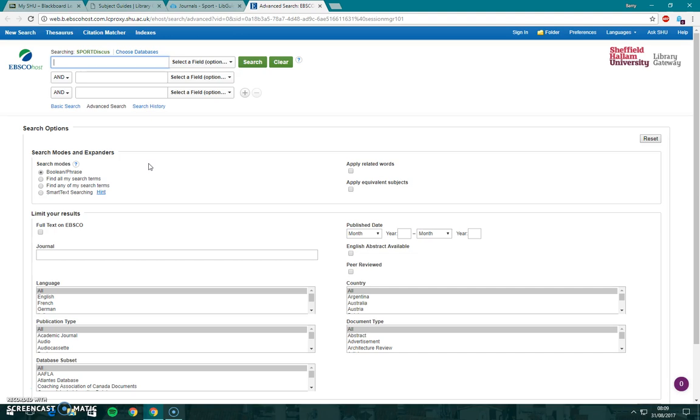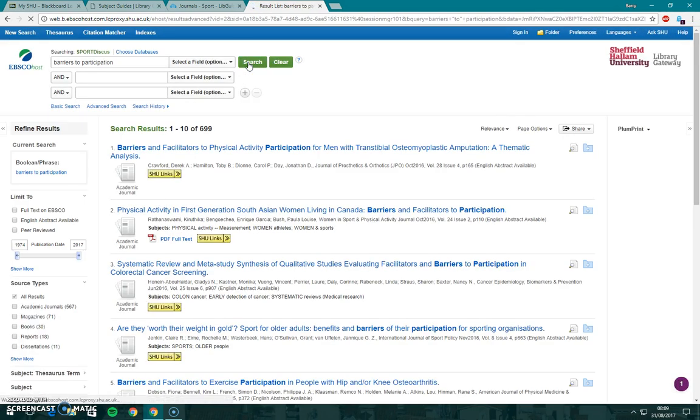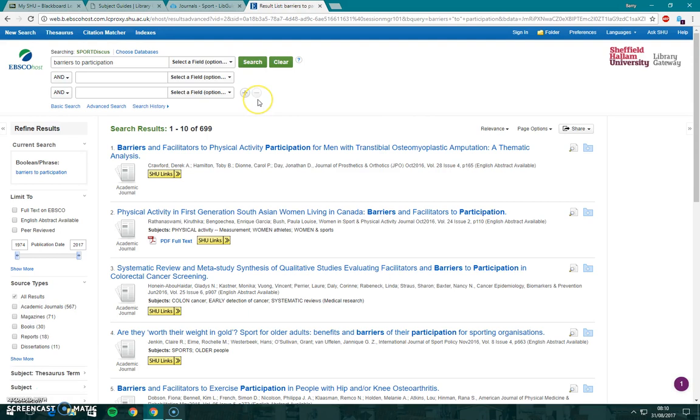The first term we're going to use here is barriers to participation. By searching individually, we can see if we're getting enough information back to continue in this resource. You can see now here we have got, just based on this one term, 699.